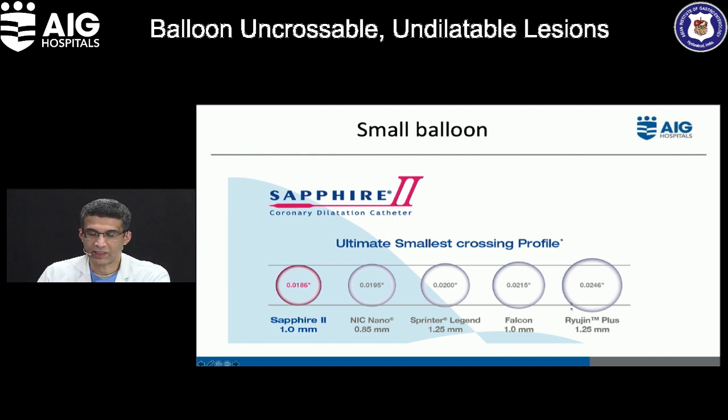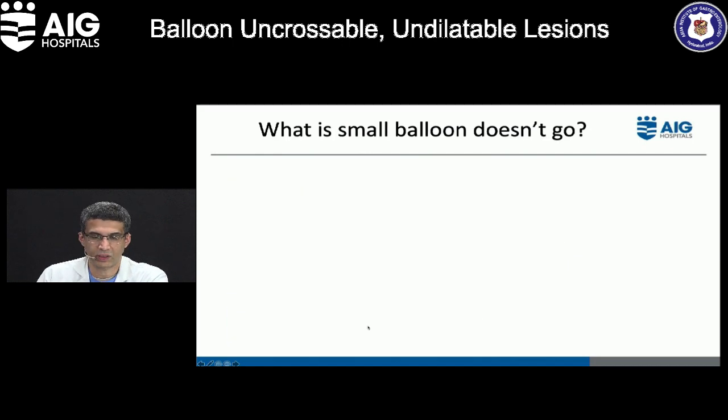Now, Ringen Plus, as I mentioned, has a slightly larger crossing profile, at least theoretically, but practically we have found that this is something which significantly helps, and if a Ringen Plus doesn't go in, there's hardly any other balloon which goes in. We have of course used a Sapphire 2 1mm and a Nick Nano balloon in certain special situations. Now what if the small balloon doesn't go?